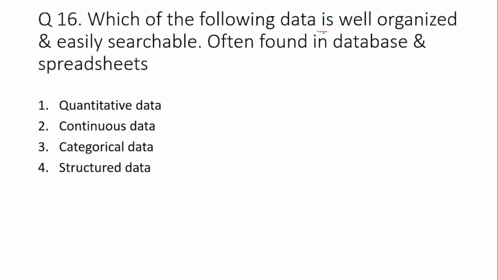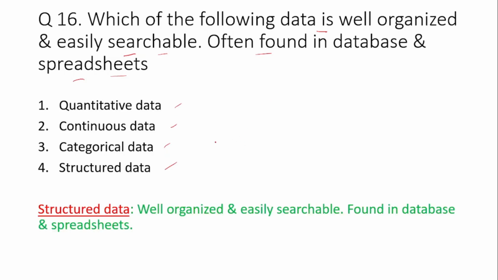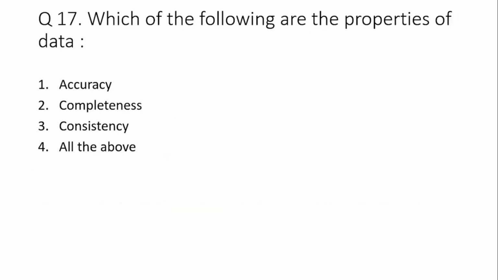Which of the following data is well organized and easily searchable, often found in databases and spreadsheets? Is it quantitative data, continuous data, categorical data, or structured data? I hope you would have guessed the answer. It is basically structured data. What does structured data tell you? It is very well organized and easily searchable. It is found in databases and spreadsheets. That's what the question is also referring to. So my correct option should be option number 4. Moving on to the next one.